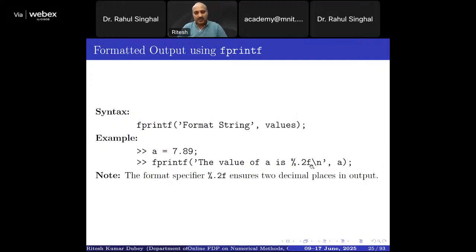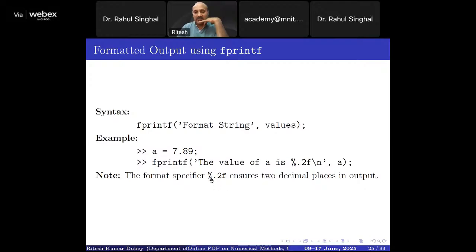And this is the most powerful output function in MATLAB. The syntax of fprintf is a format string and the values which you want to print. For example, you have variable a equal to 7.89, then you can use the command fprintf, and we put the value of a is %0.2f backslash n. So backslash n is a new line command, and in this place the value of variable a will be printed.